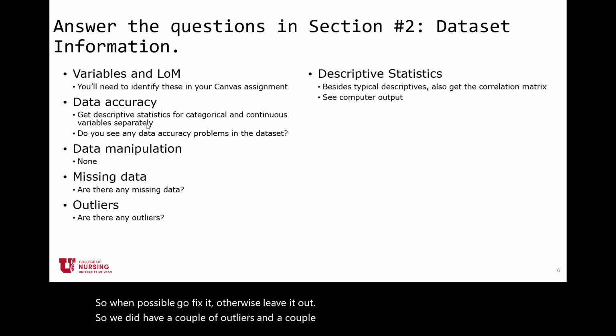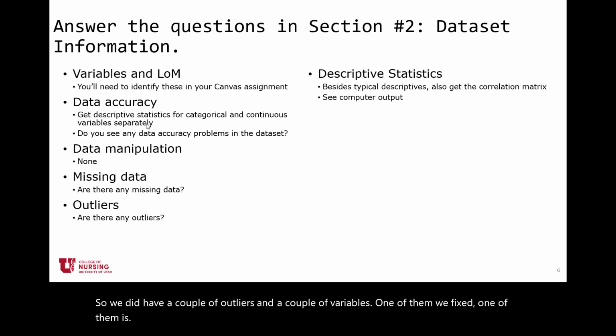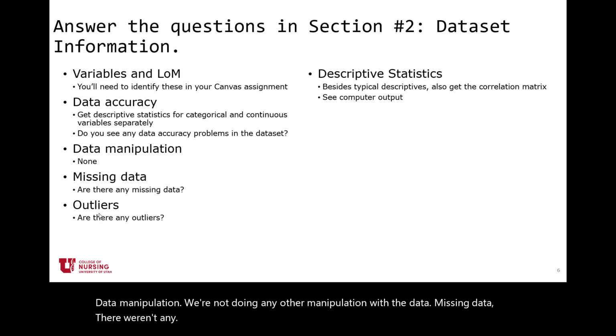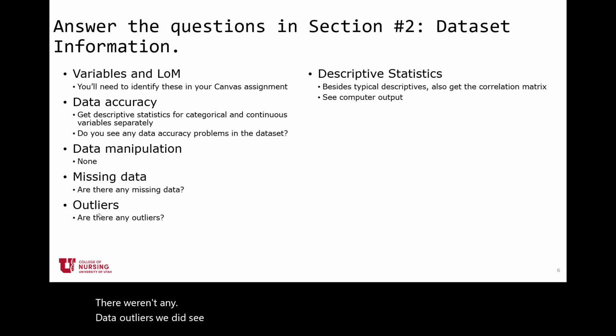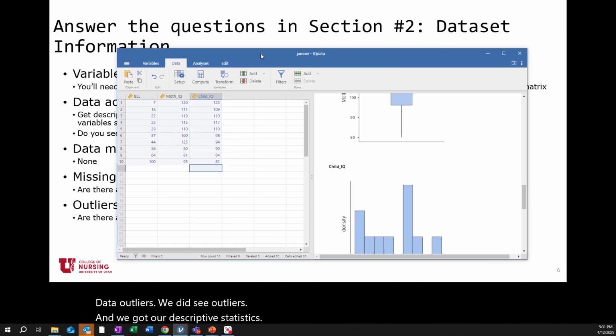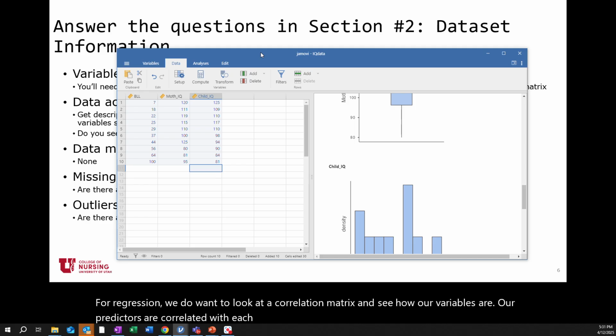So we did have a couple of outliers in a couple of variables. One of them we fixed. One of them is just part of the data set. Data manipulation, we're not doing any other manipulation with the data. Missing data, there weren't any. We did see outliers. And we got our descriptive statistics. For regression, we do want to look at a correlation matrix and see how our variables, our predictors, are correlated with each other, and how they are related to the outcome variable.